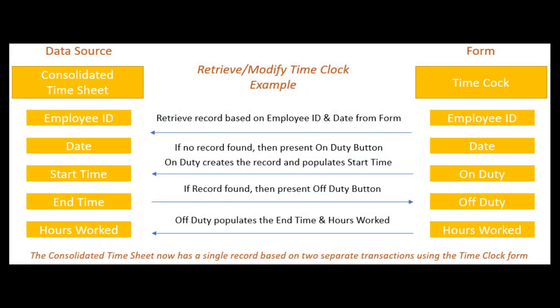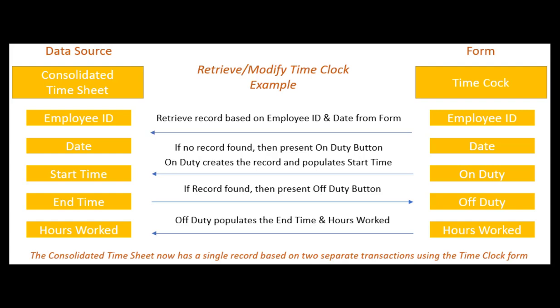So in this example, which is a time clock example, we have created a consolidated timesheet where we have the fields employee ID, date, start time, end time, and hours worked. We then created a second form which allows an employee to put in their ID. It automatically gets the date.